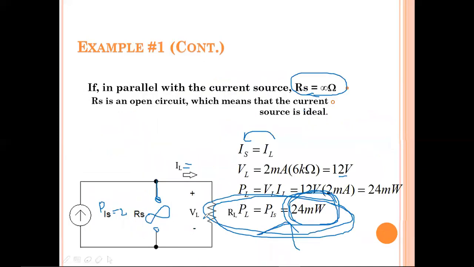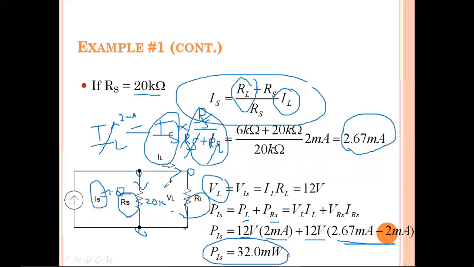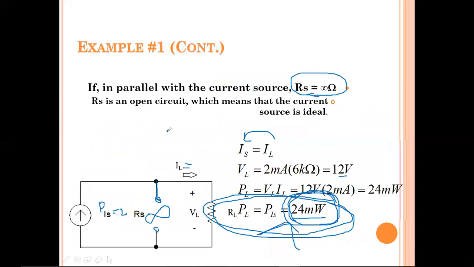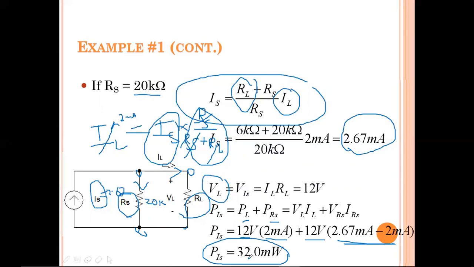When the value of resistance is infinity, the power is 24 milliwatts. When the value of resistance slowly decreases, where infinity means millions and trillions of ohms, it is slowly decreasing to the kilo ohms. My power is going to be consumed more, right? Next, this is case 2. Next, I'm going to case 3.